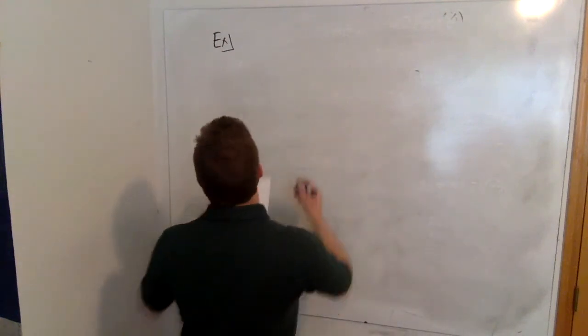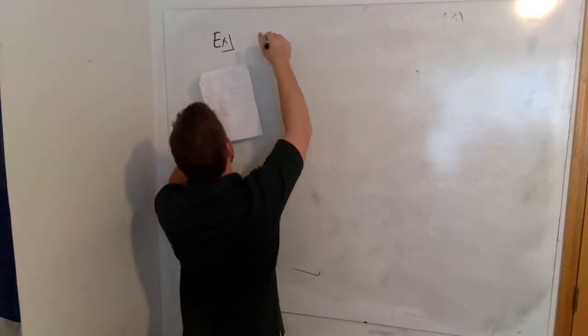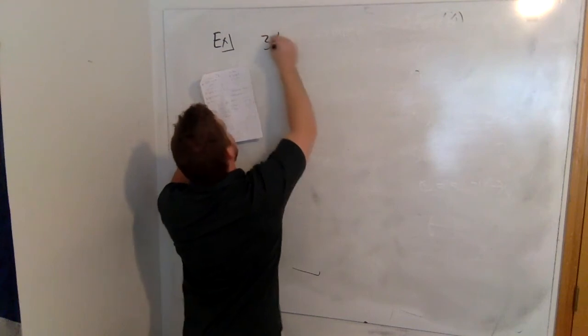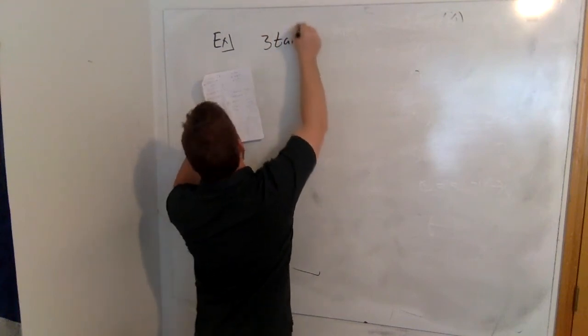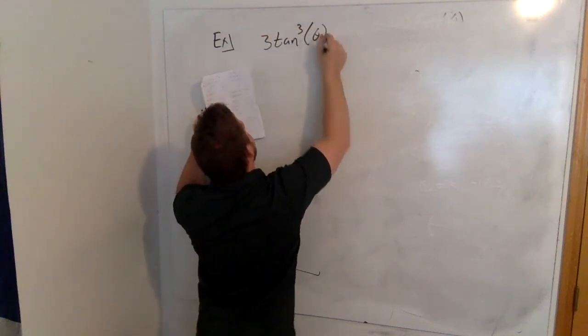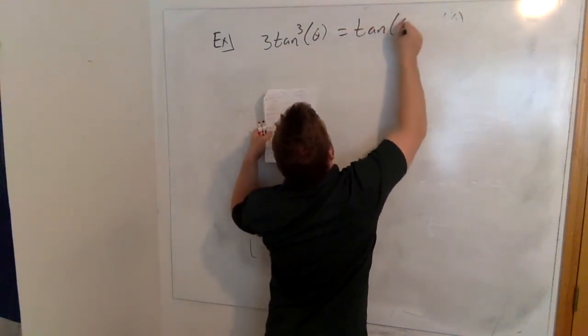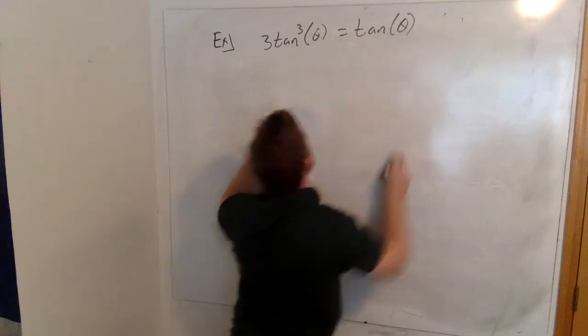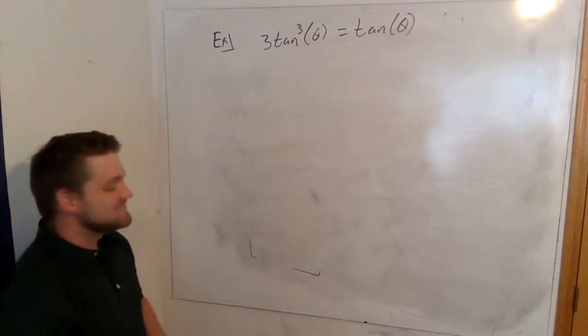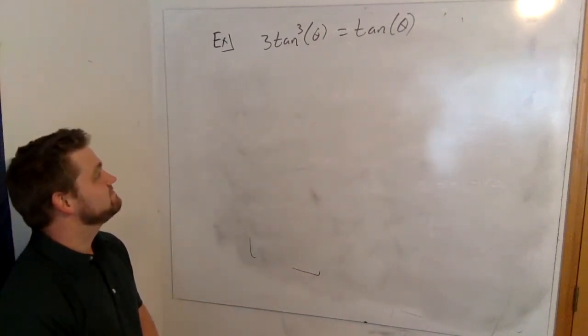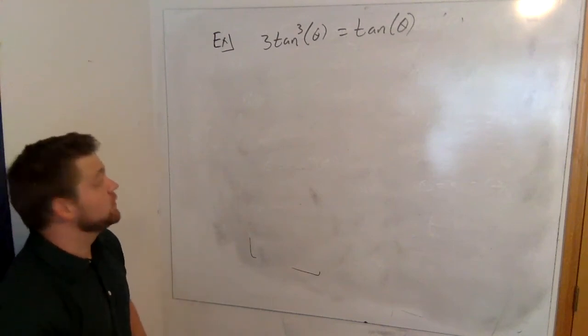Let's try to solve, or let's have you try to solve, how about 3 times the tangent cubed of theta being equal to the tangent of theta? Go ahead and pause the video and give a shot at solving this one here. Okay, let's do it.